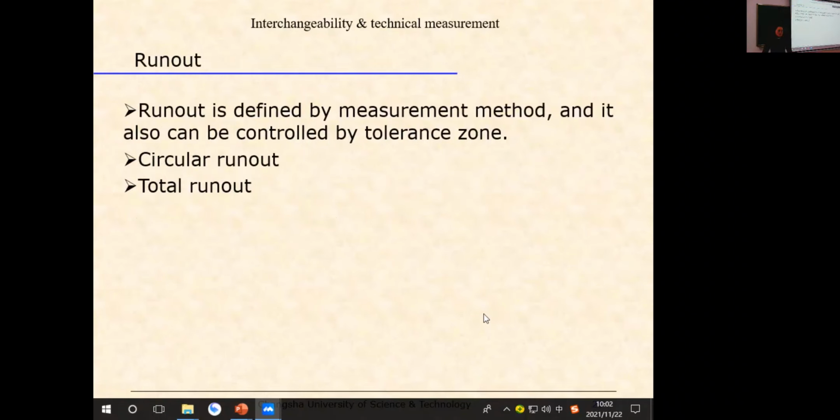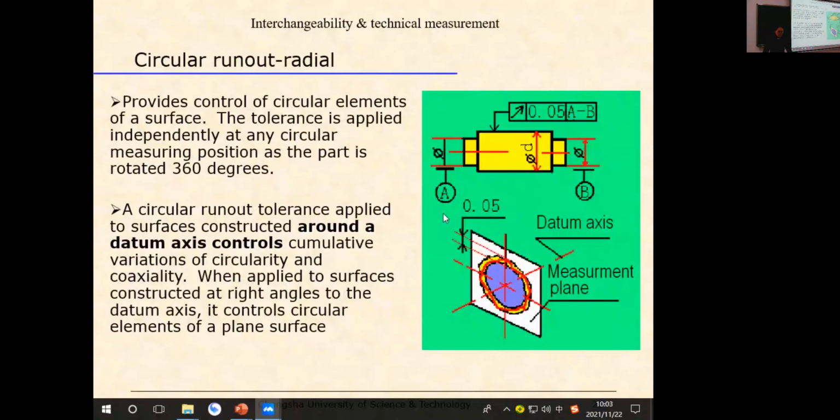Okay, runout is defined by measurement method, and it also can be controlled by tolerance zone. This is a measurement method. It's defined by measurement method because the shaft is to rotate very quickly. So there is a runout: the circular runout and the total runout. What is the circular runout? The circular runout is radius.